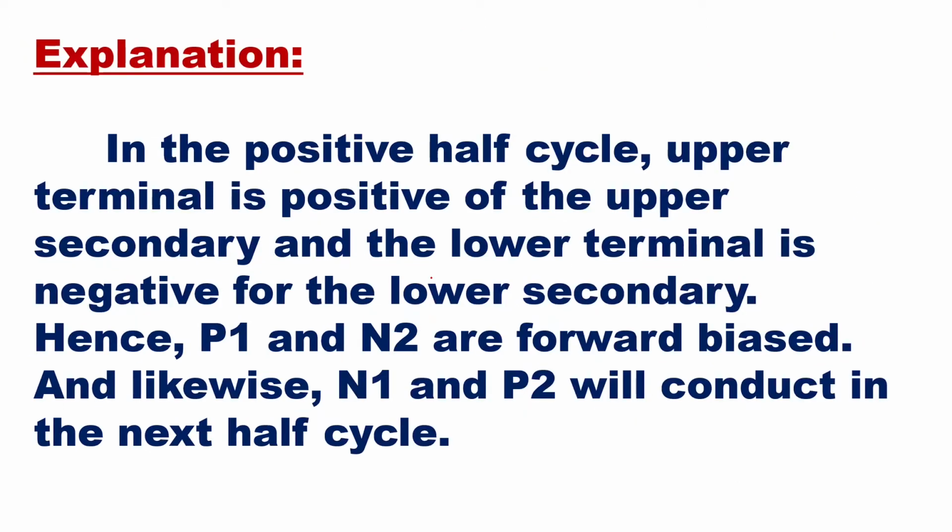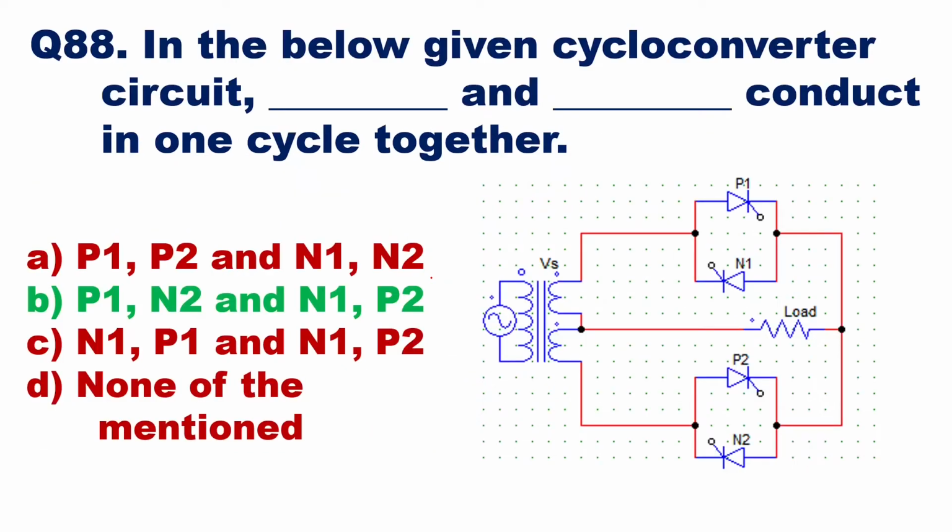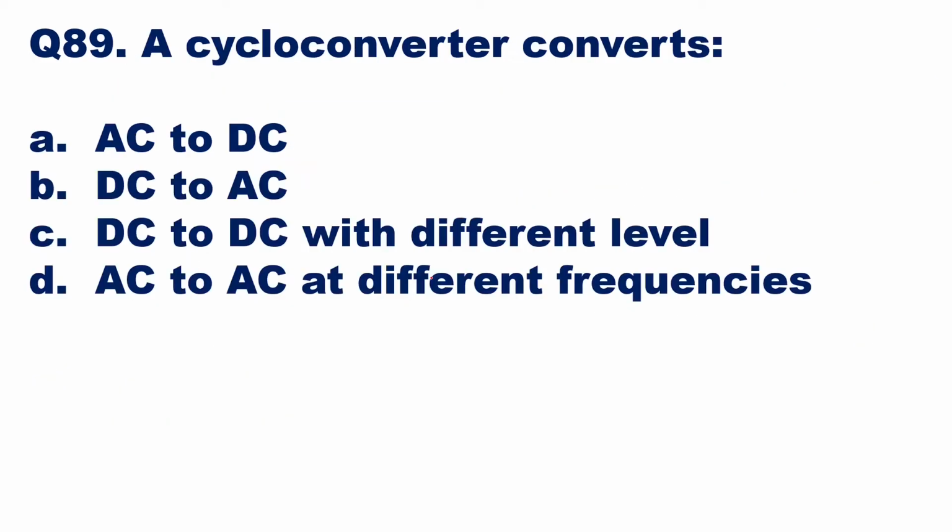So here you can see in the positive half cycle, upper terminal is positive of the upper secondary and the lower terminal is negative for the lower secondary. Hence P1 and N2 are forward biased, and likewise N1 and P2 will conduct in the next half cycle. So here you can see option B, that is P1 N2 and N1 P2 are going to conduct in one cycle together. Then we'll go to question number 89.